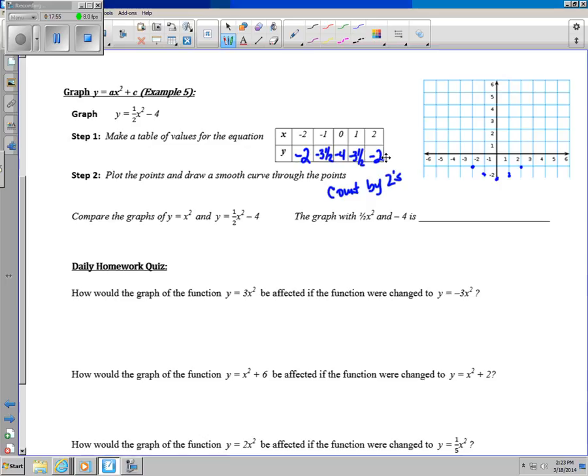So even though I'm in the negative range here, notice my parabola is not opening downward. It is opening upward. And we should know this because my A is positive. If your A is positive, it's going to open upward. If your A is negative, it's going to open downward. So when we compare these graphs, the graph of 1/2 x squared minus 4 is going to be wider and shifted 4 down on the axis of symmetry.